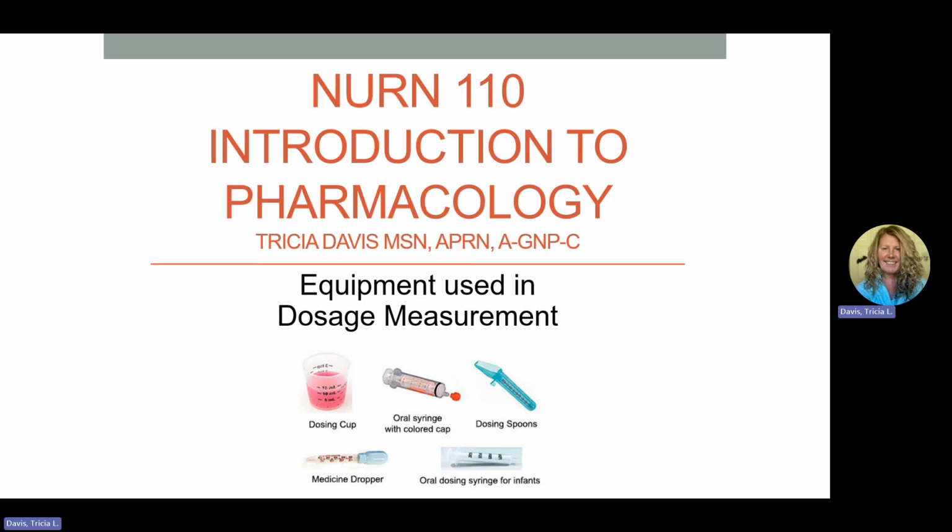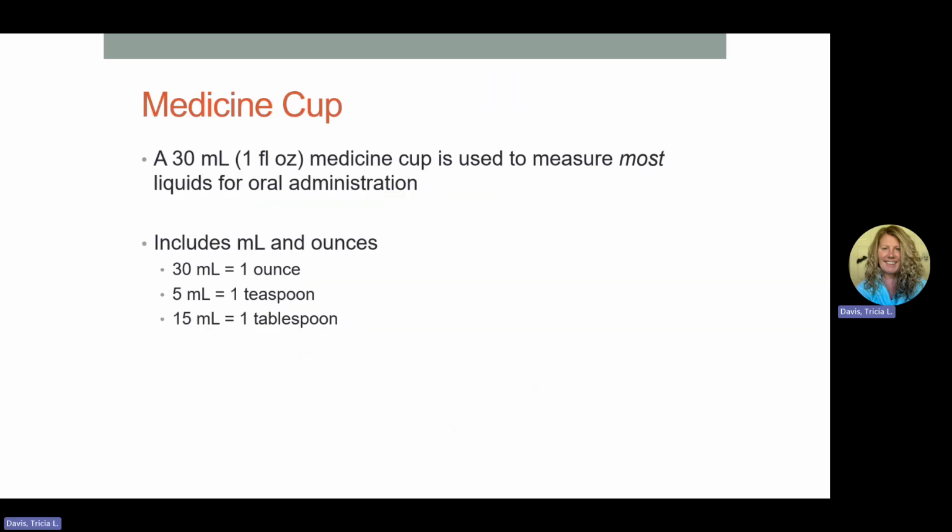To pharmacology, and this week we are going to be talking about equipment that we use pretty frequently in measuring medications and calculating dosage for patients. So one of the most common ways that we give our patients medication is via a medication cup.